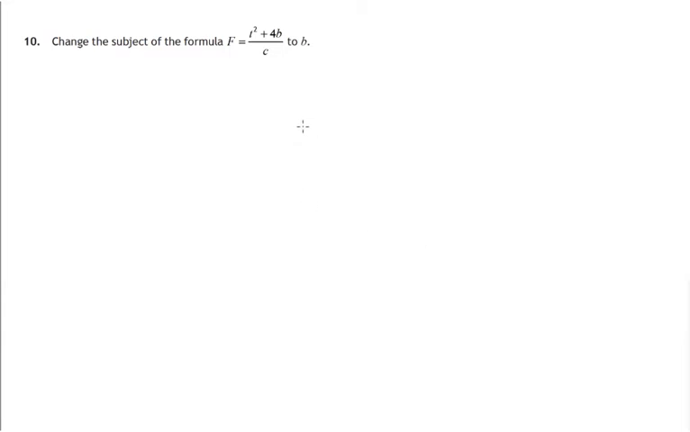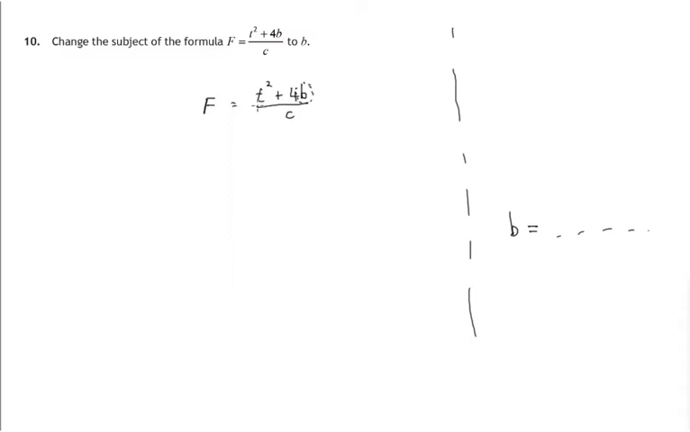So in this question we have a change of subject. We're asked, in this formula where f is equal to the whole of t squared plus 4b, divided by c, to change the subject to b. In other words, we're trying to get b on its own. So the ultimate result will be b equals some expression. So our task then is to get rid of all this rubbish that's round about b.